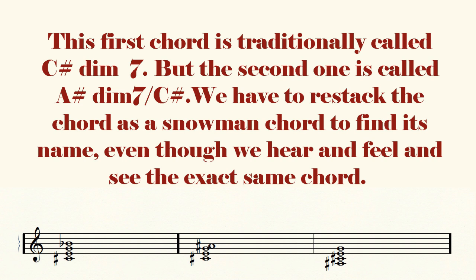If you change the spelling of this chord so that the snowman chord goes away, you have to restack the chord to get that snowman back. And then you have to rename the chord according to the new snowman chord that you are seeing. So if I take my traditionally written C sharp diminished 7 chord and change my top note to an A sharp, I have to rename the chord as an A sharp diminished 7 chord.